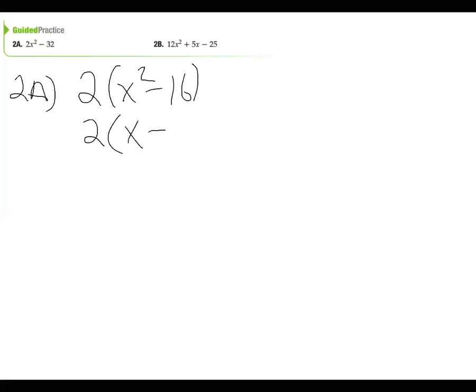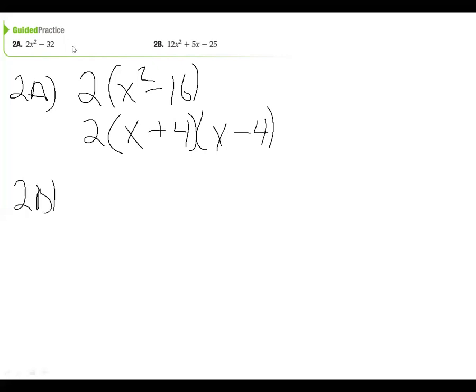All right, we're back. So 2a, I can factor out a 2, so that becomes x squared minus 16, which is a difference of squares, so it becomes 2 times x plus 4 times x minus 4. And even though 4 is a perfect square, x is not a perfect square, so this is not difference of squares, so that's all the further we can go.